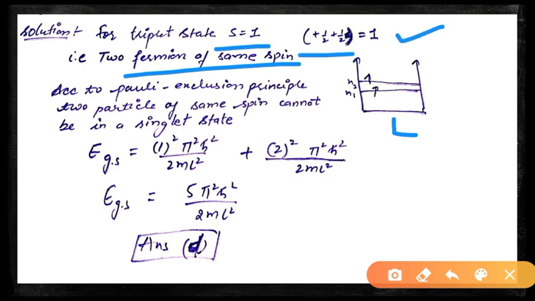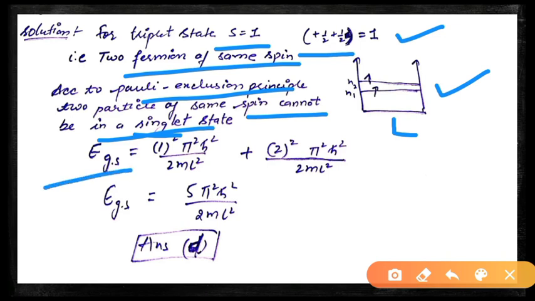And we know that according to the Pauli exclusion principle, two particles of the same spin cannot be in a single state. This is not singlet, this is single state. So that's why both the particles are not in the n equals 1 state. One particle is in the n equals 1 state and one should be in the n equals 2 state. So the total ground state energy will become the sum of the energies of both the states. For the first state n will equal 1 and for the second state n will equal 2.